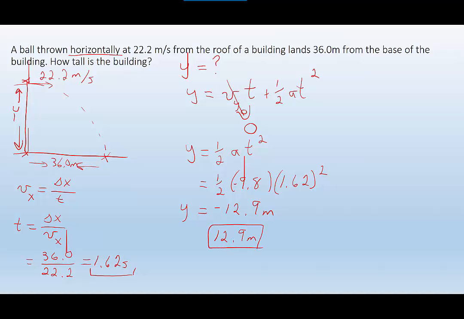So again, the first thing you have to do is find the time, keeping in mind that horizontal speeds are constant. Then you pick one of your other kinematics equations, apply it to projectile motion, and solve for the height. Let's look at another one.